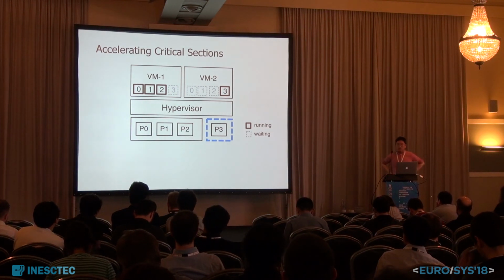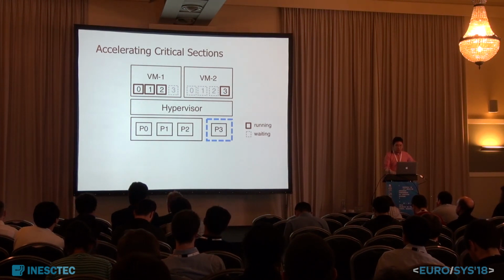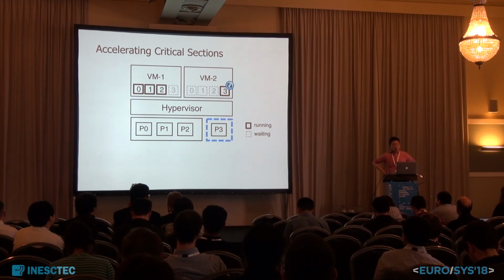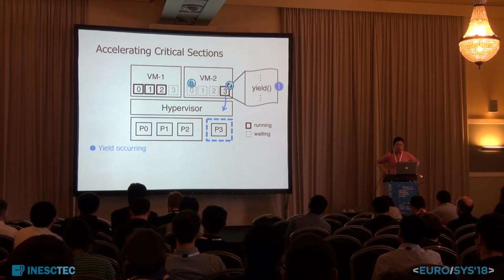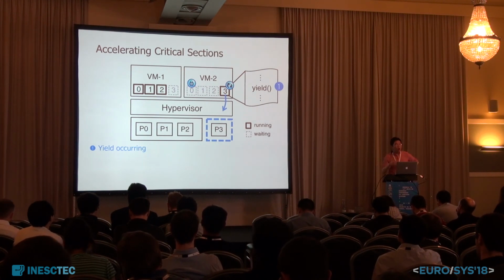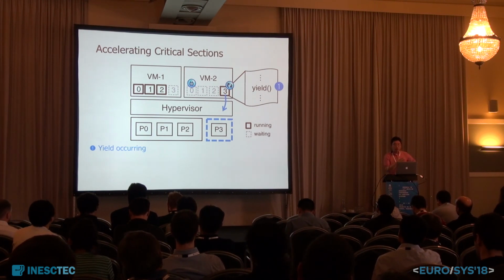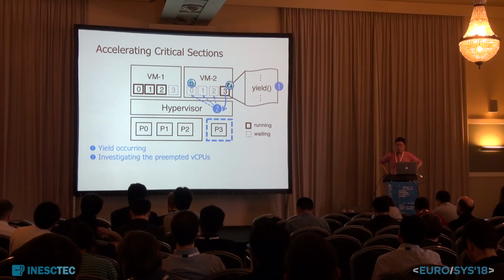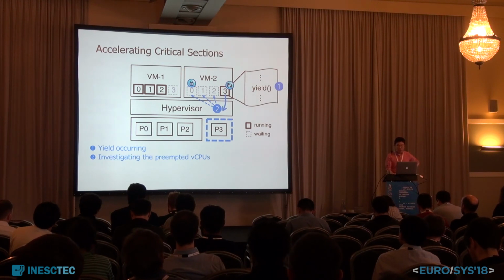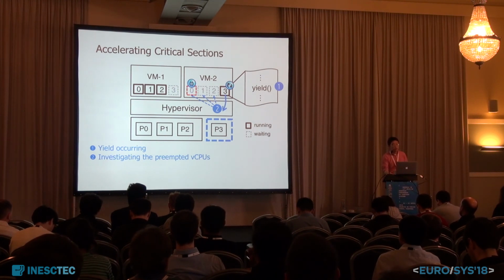Let me give you a running example from detection to acceleration. Here, let's say virtual CPU 3 is spinning on a lock for a while, but it cannot acquire the lock because the lock is already held by another virtual CPU in this example. So the yield exception occurs on virtual CPU 3. At that time, our hypervisor starts inspecting the instruction pointer to figure out the reason for the yield. Here, we need to inspect the preempted virtual CPU siblings as well to find who is likely holding the lock. Let's say virtual CPU 0 is suspected because it was running in a critical section according to our inspection.